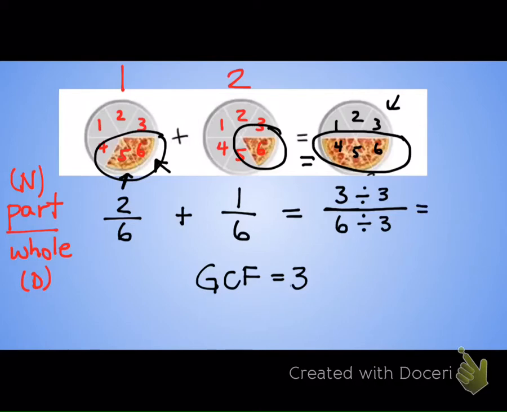So 3 divided by 3 is 1. And 6 divided by 3 is 2. So our simplified fraction is 1/2. And you can look at that and see we have 1/2 of the pizza left, right? Half was eaten and half is left. You can visually see that with the model that we have provided.